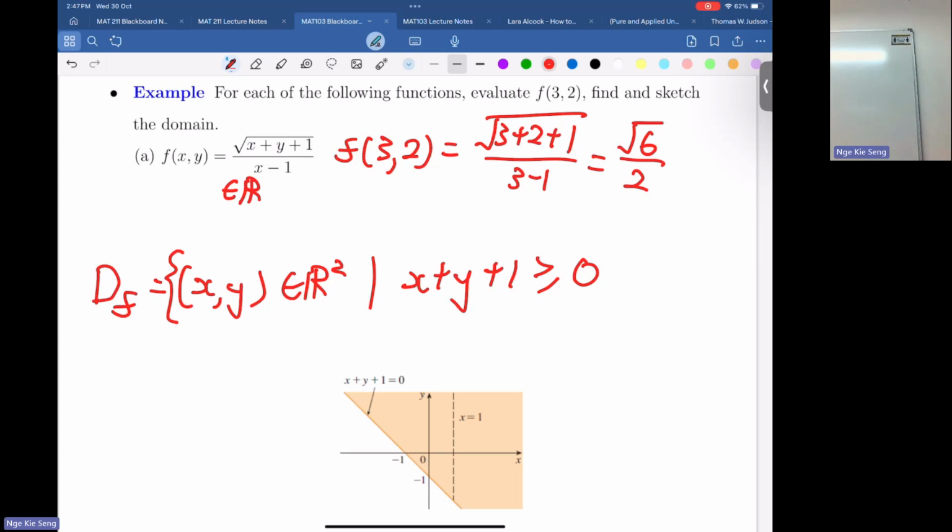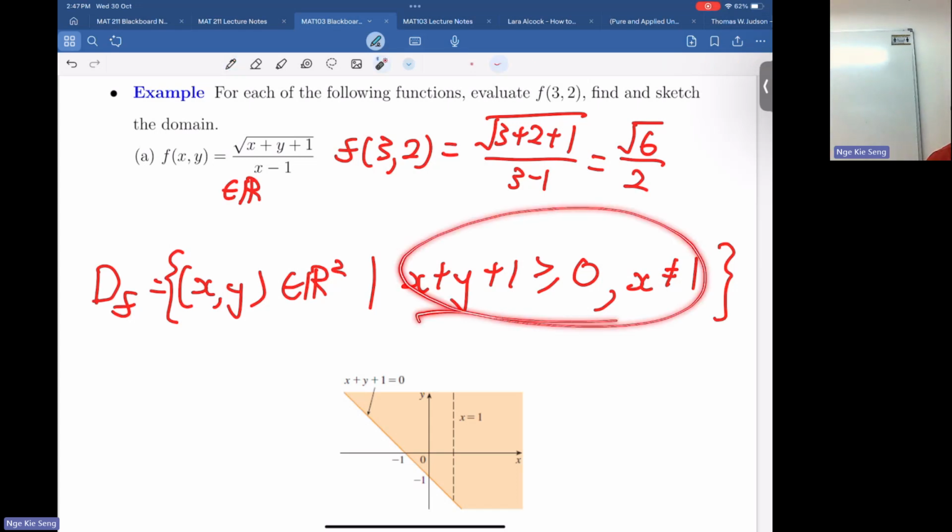What else do you need to impose? Anything else you need to be careful about or not? Now there is a division. The denominator cannot be 0. So x minus 1 cannot be 0, meaning what? x cannot be 1. x can be 0, but cannot be 1. Okay. So if you try to draw out this domain, right?